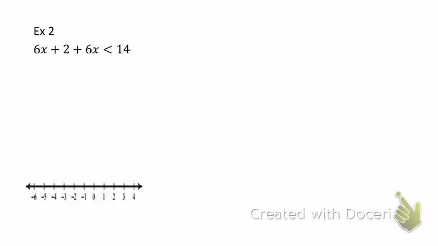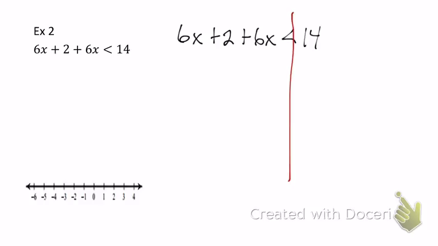So I always start by just kind of copying down my problem. So 6x plus 2 plus 6x is less than 14. I'm going to draw my line right through that inequality so I can see the left side of my equation, the right side of my equation. And just like the last one, I see I've got like terms, 6x and 6x.